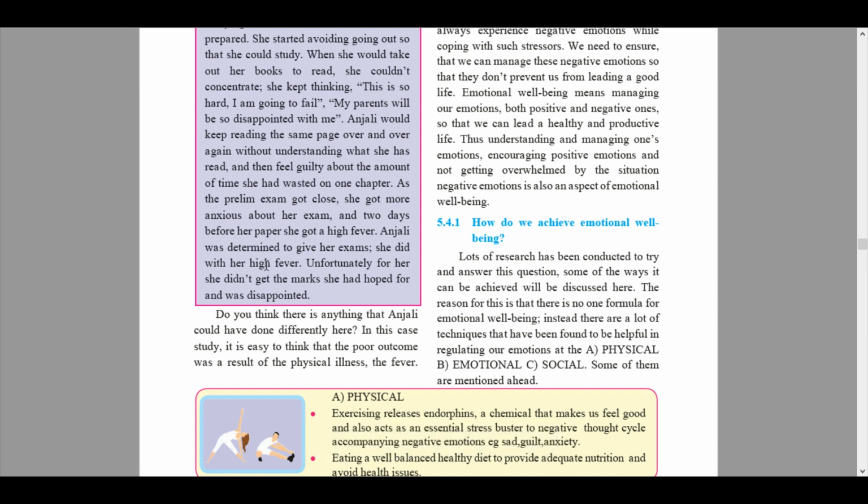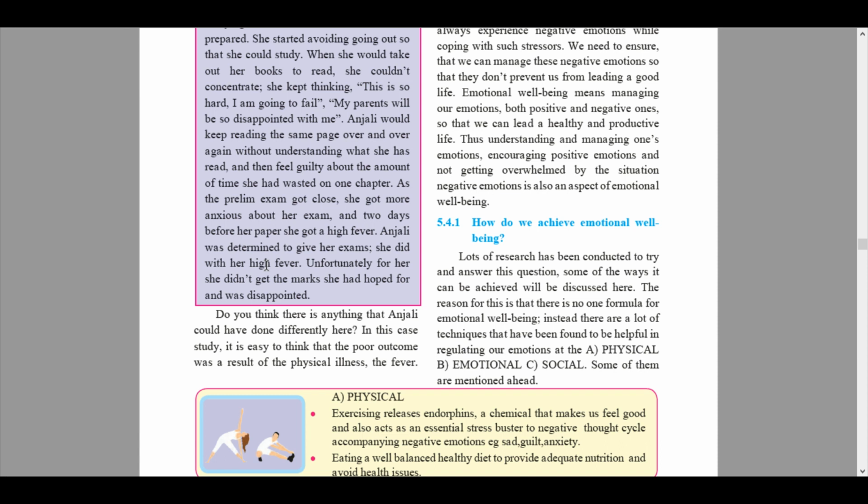Do you think there is anything that Anjali could have done differently? Of course, she could have done something differently. She could have worked harder. She could have had a better influence around her. Her parents were already telling her to study. Of course, every parent does. If she had listened to them, she would have gone out less. She would have given a better result.